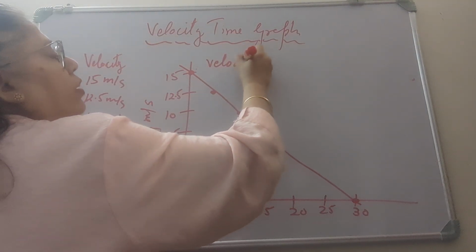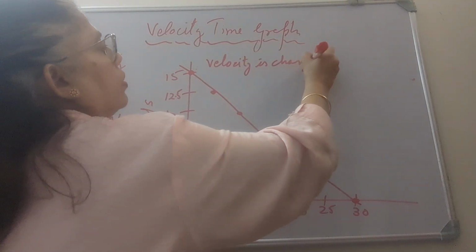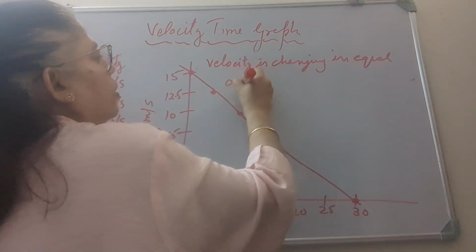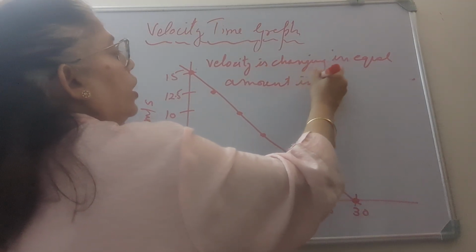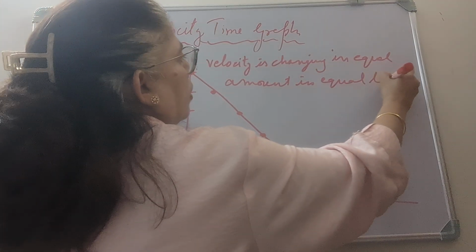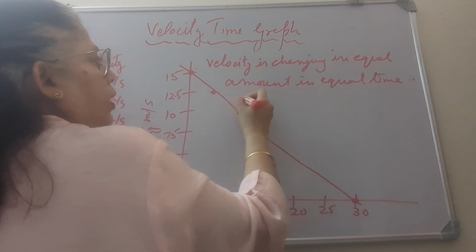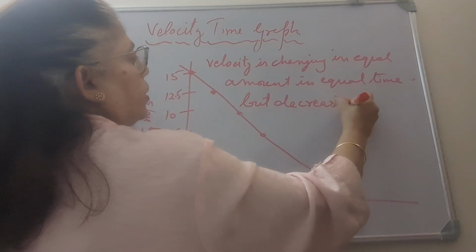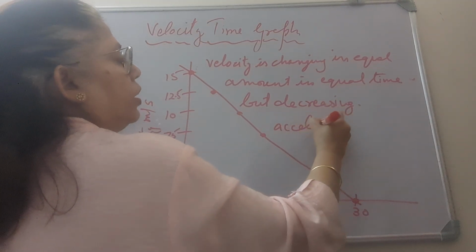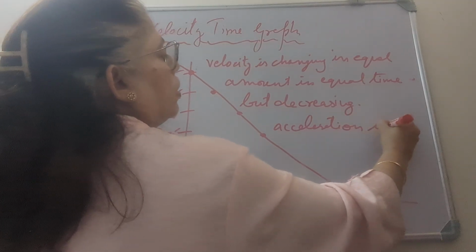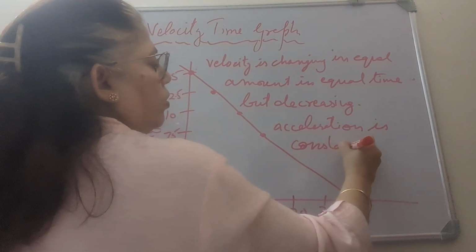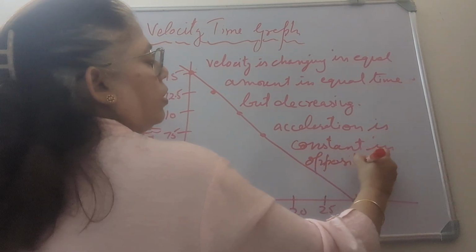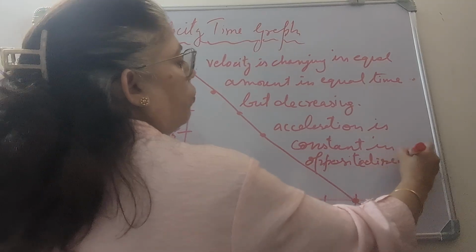Velocity is changing in equal amounts in equal intervals of time, but decreasing. So acceleration is constant, in the opposite direction of velocity.